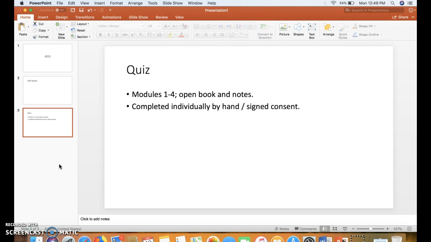There's not any surprises on the quiz. It's just to ensure that you understand what I think are the most important parts from modules 1 through 4. If you have any questions, feel free to reach out to me.